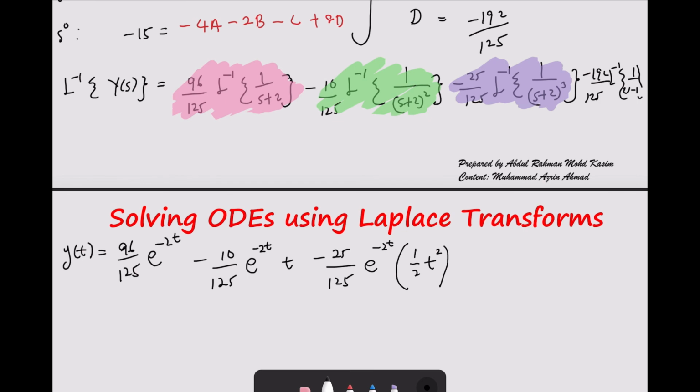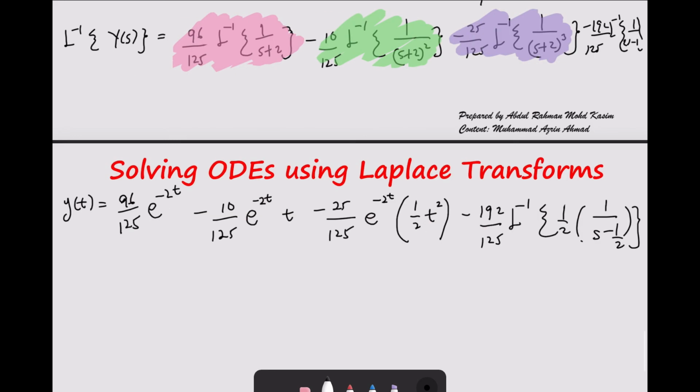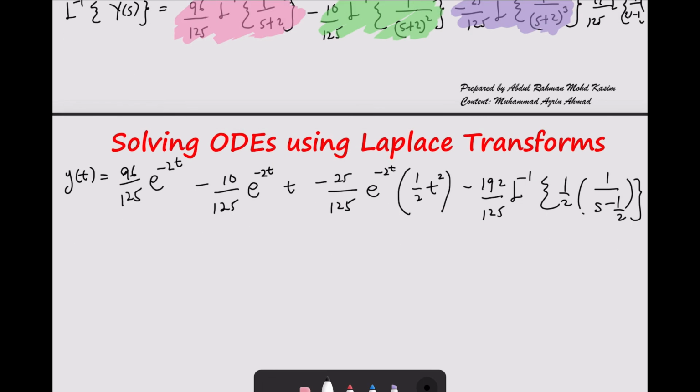Okay, for the last one, you will have negative 192 over 1 to 5. What you need to do is inverse for the 1 over 2s minus 1. So we need to bring out the 1 over 2 over here. It will have 1 over s minus half for this one. So this one is the correct one, and this one is also correct, and then this one you need to check whether it's correct or not.